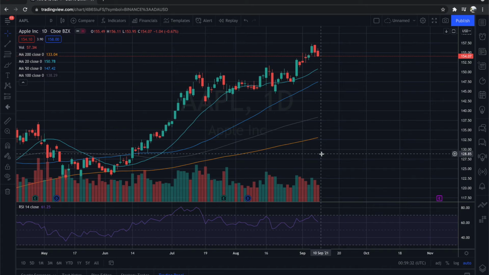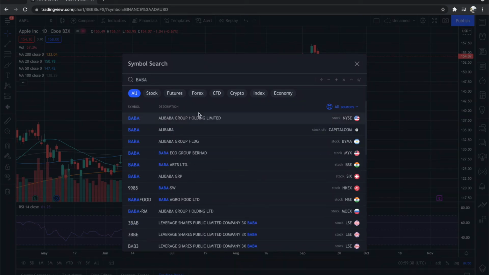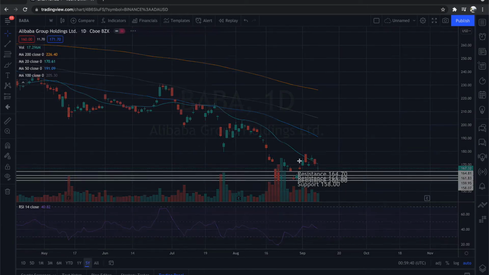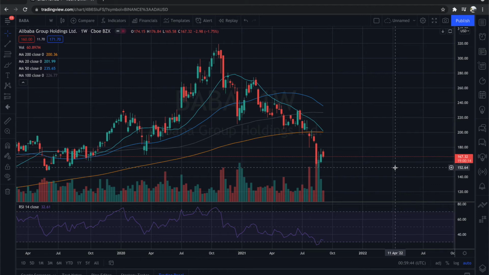Now, I'm going to show you an example of a stock that's trading below that moving average right now, and that's going to be Baba. If you look at its 5 years, you can see that it's way below that 200-day moving average, and you can see that buying has significantly picked up within that period of time.